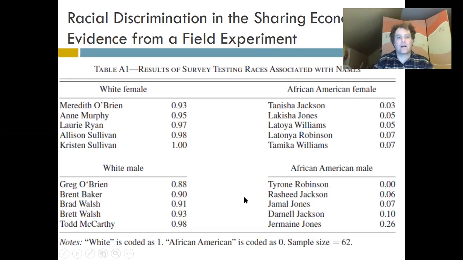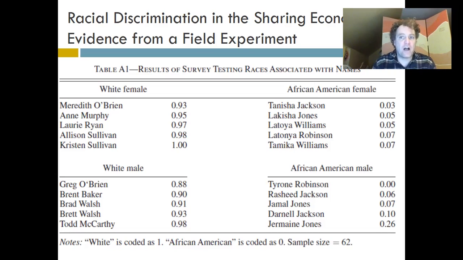So you can see the names here. It was male and female in two groups. White female, people like Anne Murphy; white male, Greg O'Brien; African American female, Tanisha Jackson; African American male, Tyrone Robinson. But all the blurbs and everything else was exactly the same, so the only thing that would be different would be the people's names. There was no photo of the people, nothing like that. It was only the name that gave an indication of the race of the guest.